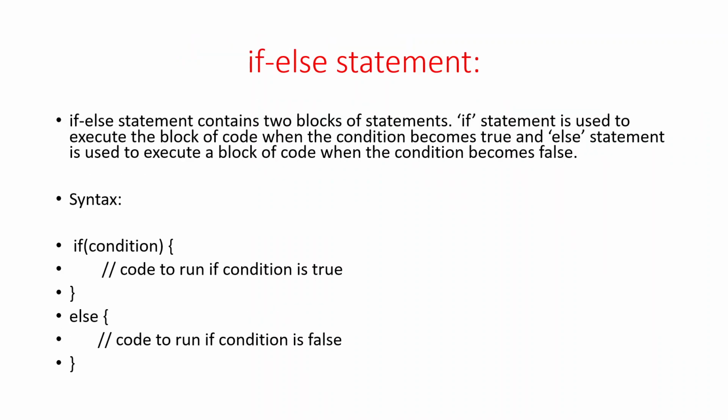Now, the if-else statement. The if-else statement contains two blocks of statements. The if statement is used to execute the block of code when the condition becomes true, and the else statement is used to execute a block of code when the condition becomes false. Here you can see if the condition is true, then the if block will be executed, else the else statement will execute. Let's create one program to understand it.